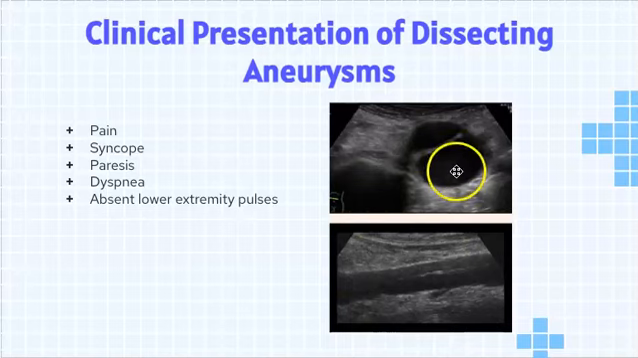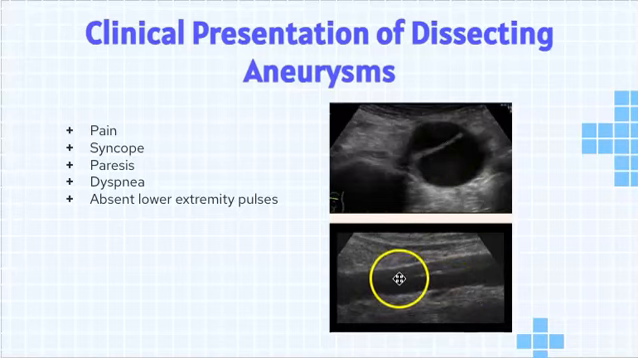So here we have our dissecting aneurysm again. We have that intimal flap, and then here it is in our sagittal plane, and then here's that intimal flap here. Again, make sure you know images like this because they will most likely be on the registry.